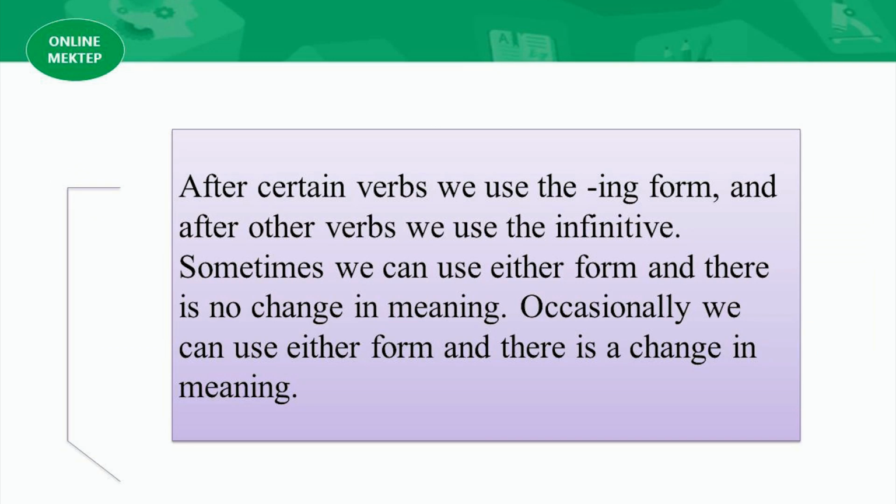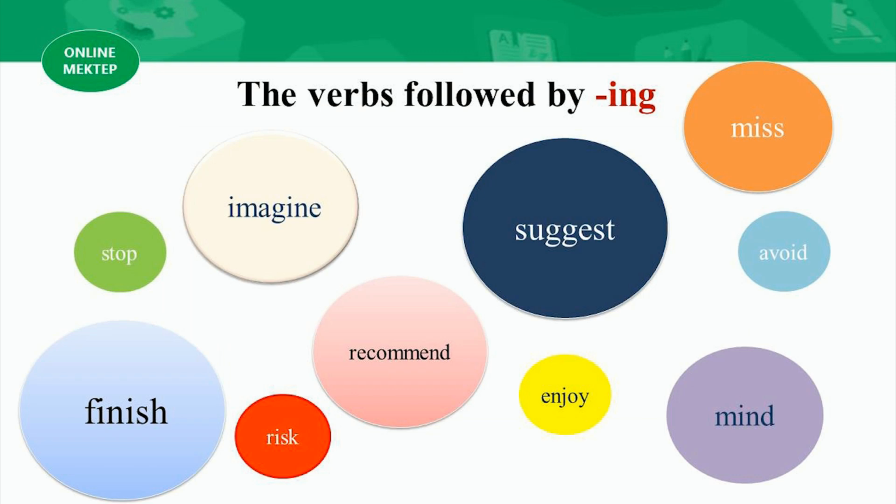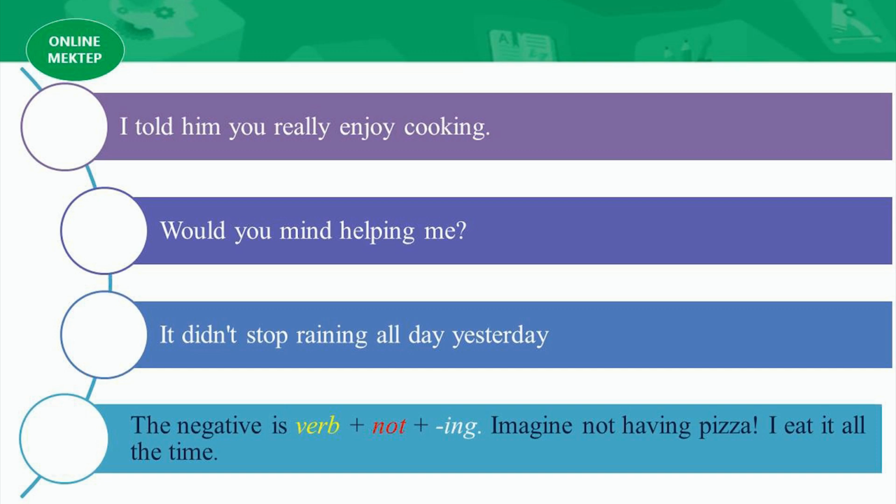After certain verbs, we use the ing form, and after other verbs, we use the infinitive. Sometimes we can use either form and there is no change in the meaning. Occasionally, we can use either form and there is a change in the meaning. So, let's look at the verbs followed by ing. Stop, imagine, finish, risk, recommend, suggest, enjoy, mind, avoid, miss. Okay, let's look at the examples.